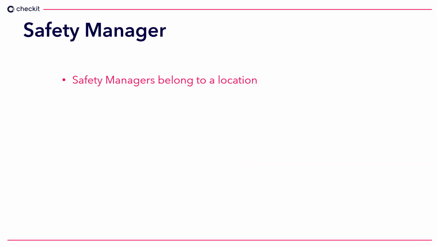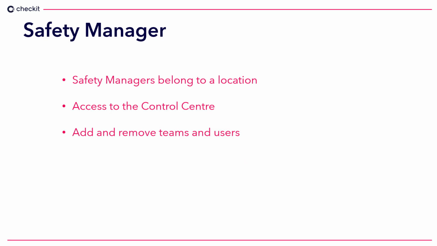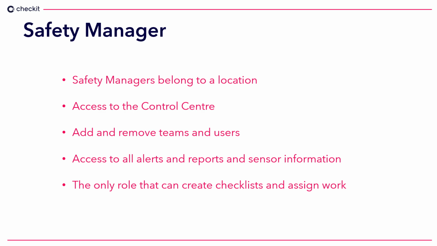Safety managers also belong to a location, and they will have access to the control center. They can add and remove teams and users. They have access to all of the alerts and reports and sensor information. The safety manager is the only role that can create checklists and assign work to the teams. So that's a summary of how the roles work. Now we can move our attention to the new users.